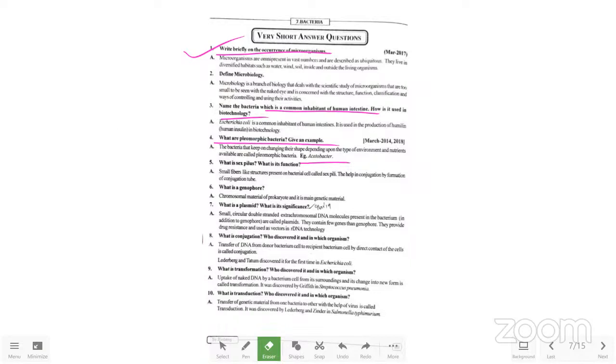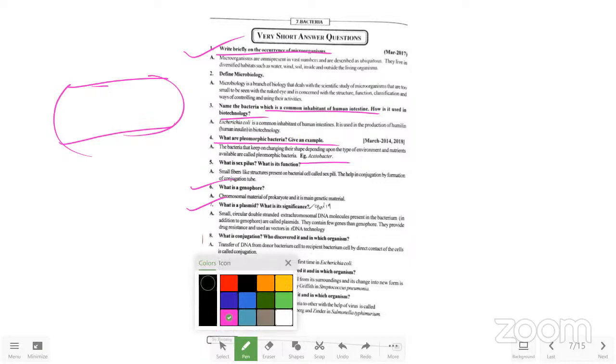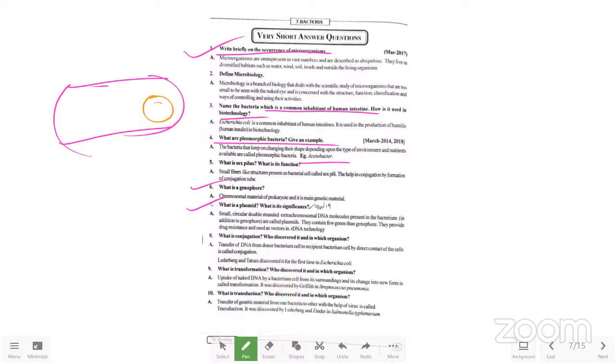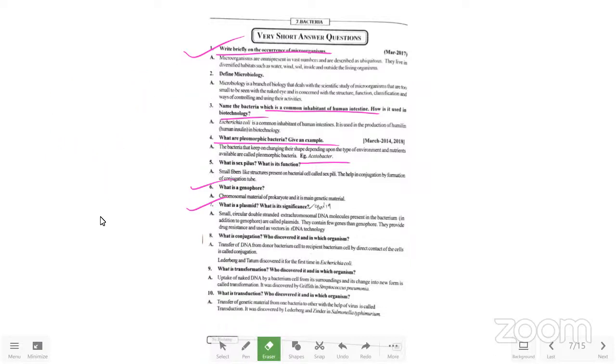Next one. What is a plasmid? What is its significance? A plasmid is a circular, double-stranded, extra genetic material that is present in the bacterium. It is useful in the production of antibiotics and is used as a vector in rDNA technology. That much we can write. That is the plasmid and its significance.